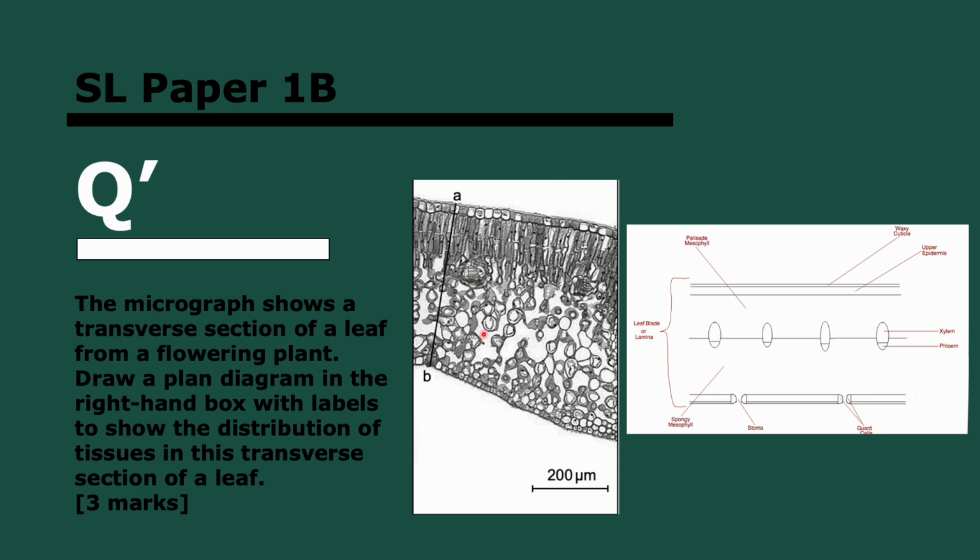And in between, you'll often find the xylem and the phloem. And then at the bottom, oh, it is in the diagram, sorry, it's here. And then also at the bottom, you can find guard cells and the stomata.